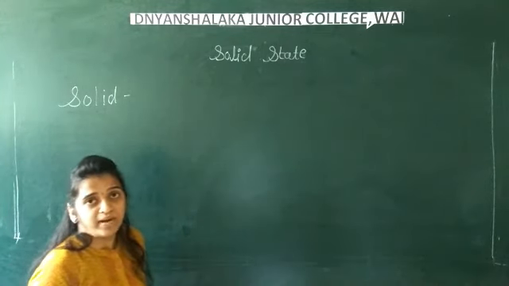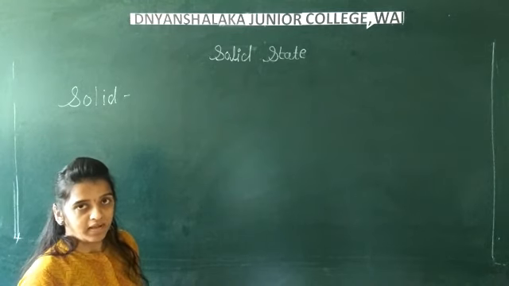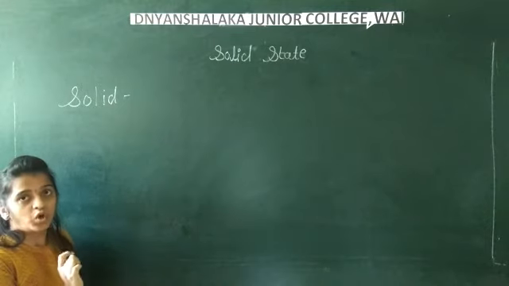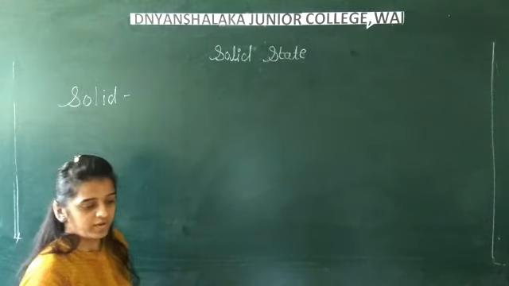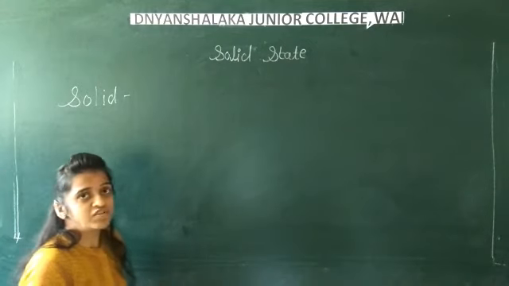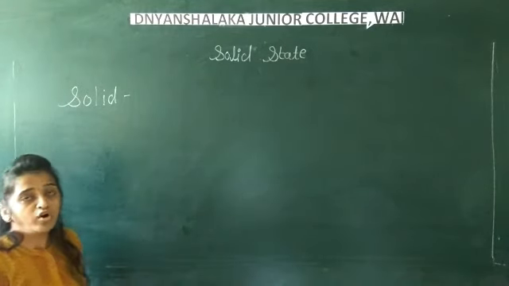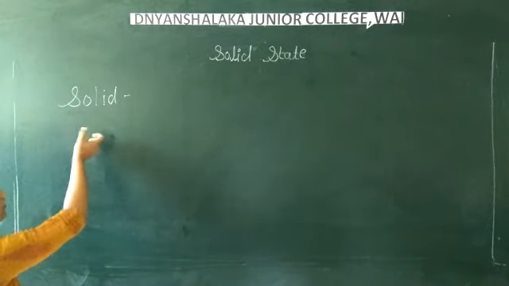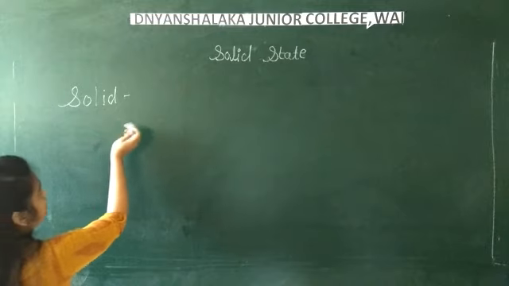The three states of matter: first solid, liquid and gas. But in 12th standard we fully describe what is solid and different types of solid. So first we discuss what is solid. Solid means that substance whose constituent particles are strongly bonded with each other. So first we write down the definition.